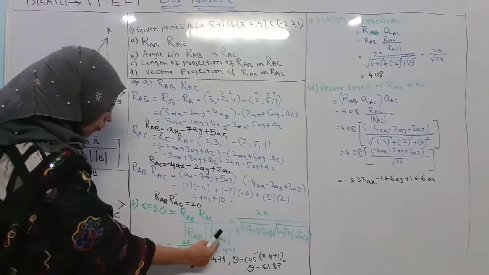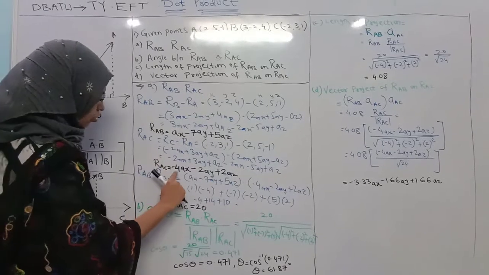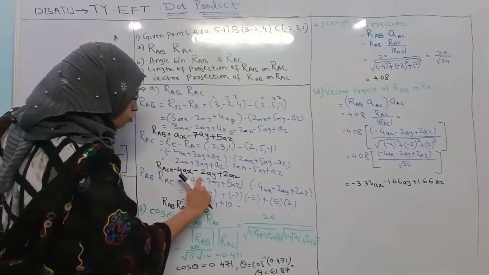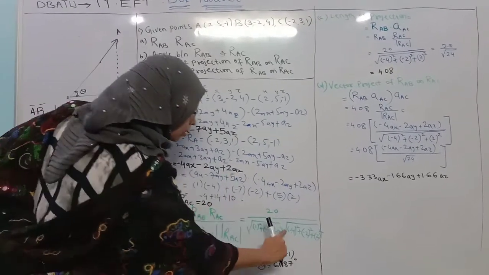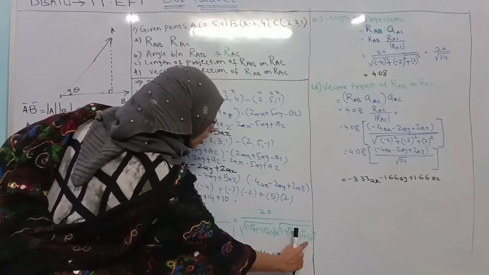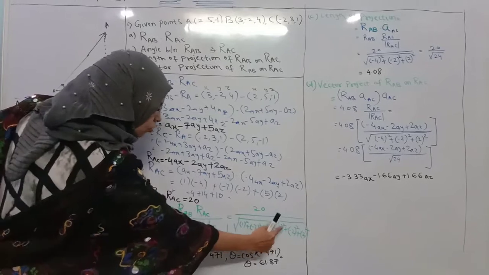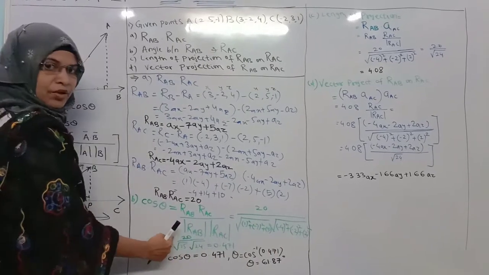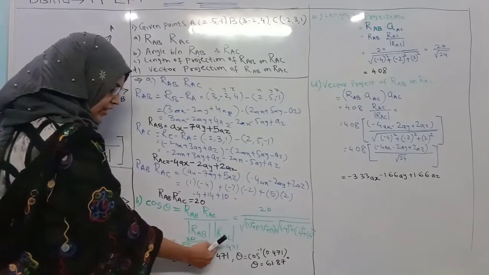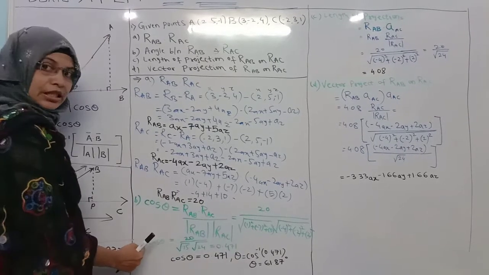Now mod of RAC: minus 4 square minus 2 square plus 2 square. So here it will be the root of 75 and the root of 24. After simplifying, 20 divided by this, you will get 0.471. That is nothing but cos theta.